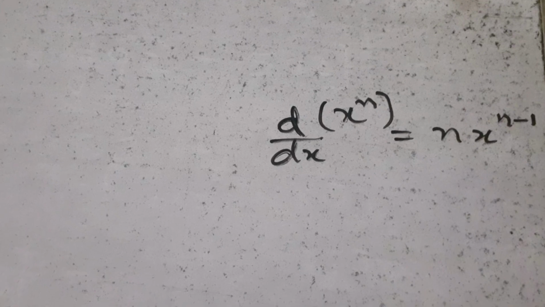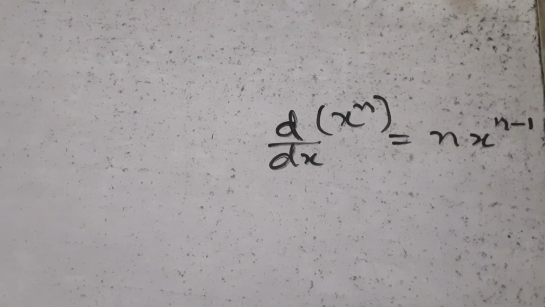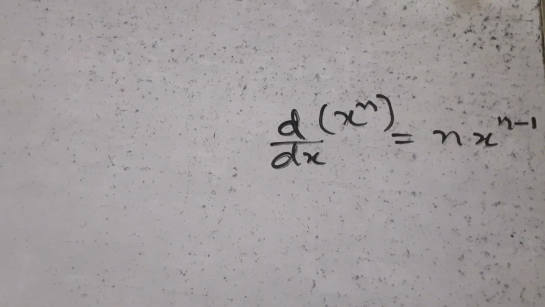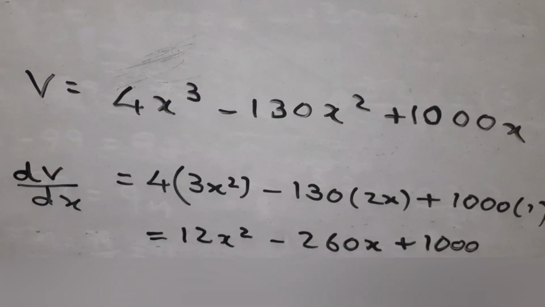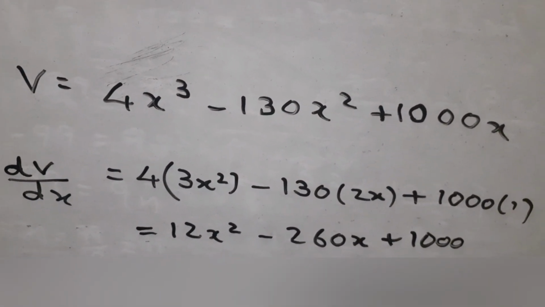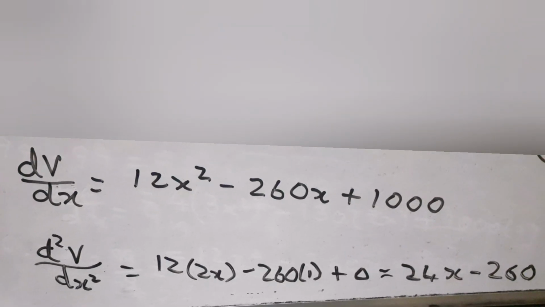d by dx of x power n is n x power n minus 1. So the derivative of x cube with respect to x is 3x squared. The derivative of x squared with respect to x is 2x. The derivative of x with respect to x is 1. Differentiate again with respect to x.